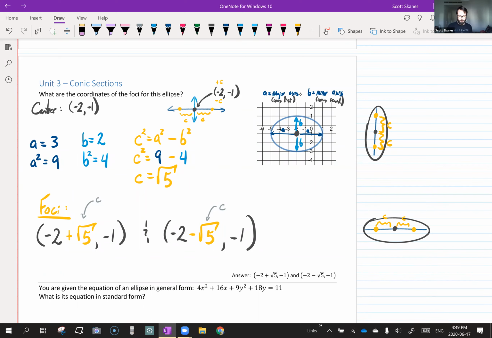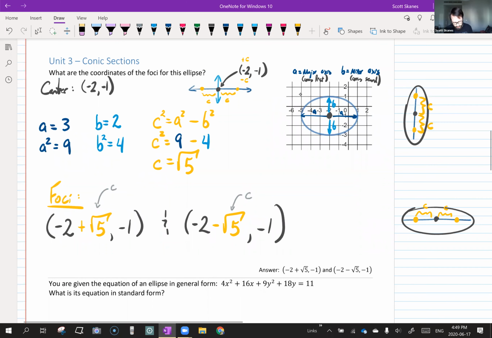Am I still missing something? The final answer is the focus. So whether it's major or minor changes things. And let's see, this is the correct answer, so I'm good, I can move on. One last thing: the other difference is that in this case, you would need to look at this distance to get A. So instead of going left and right, it's just always the bigger one, okay?